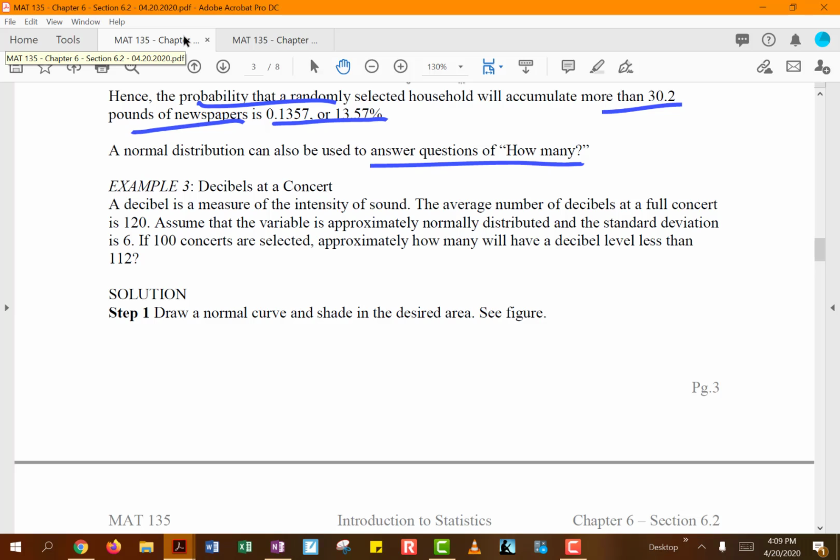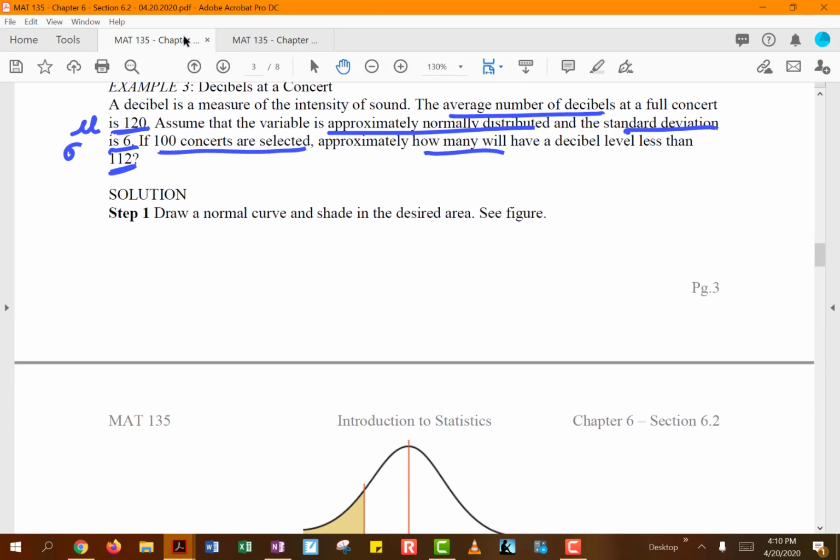They're saying a decibel is a measure of the intensity of sound. So the average number of decibels at a full concert is 120. So this is our mu value. Again, that's the average, right? They're saying assume that the variable is approximately normally distributed and the standard deviation is 6. So that's our sigma value. Now they're saying if 100 concerts are selected, approximately how many will have a decibel level which will be less than 112. Okay, so let's see how this will work out to be.